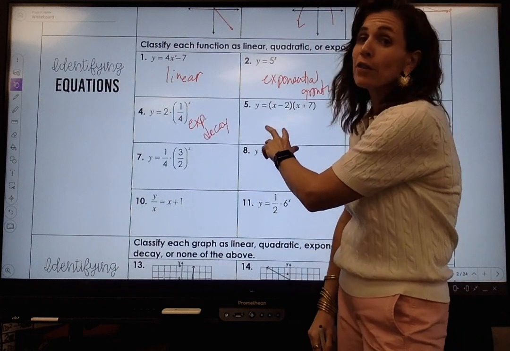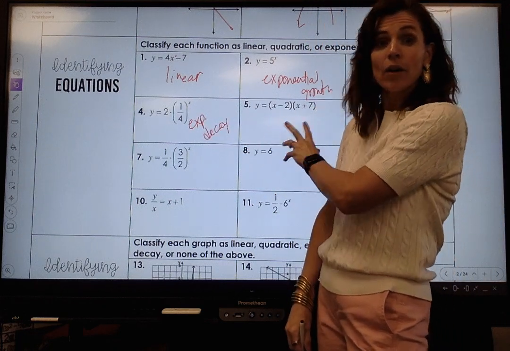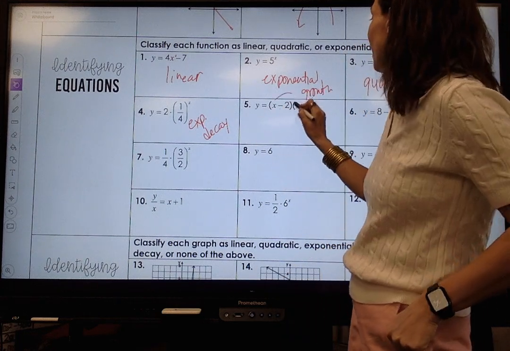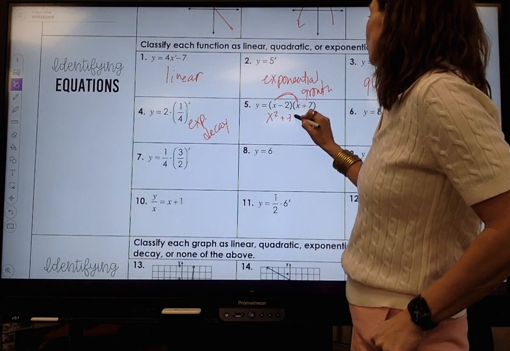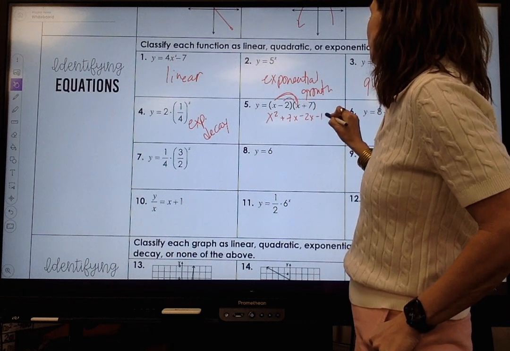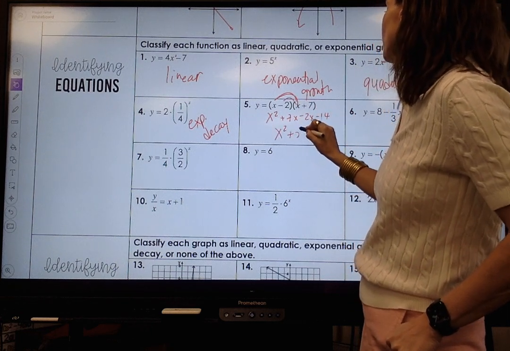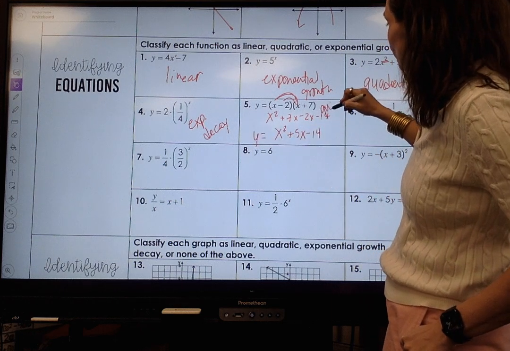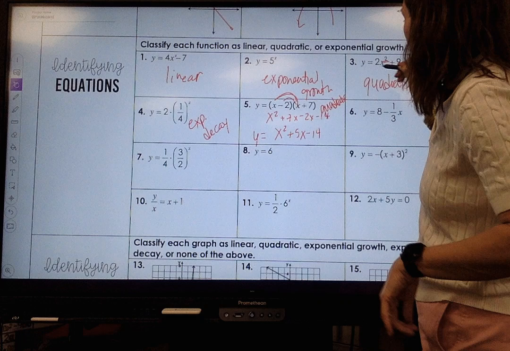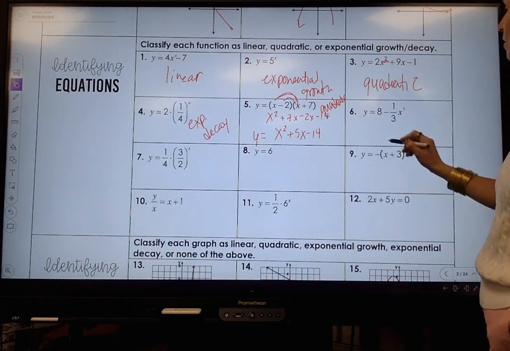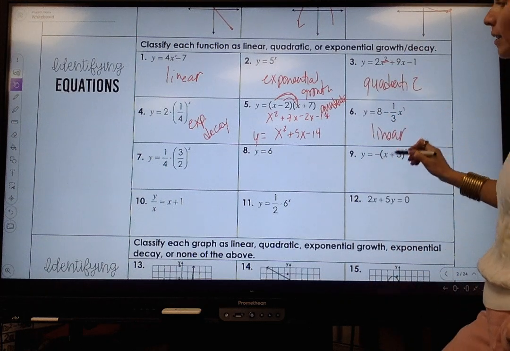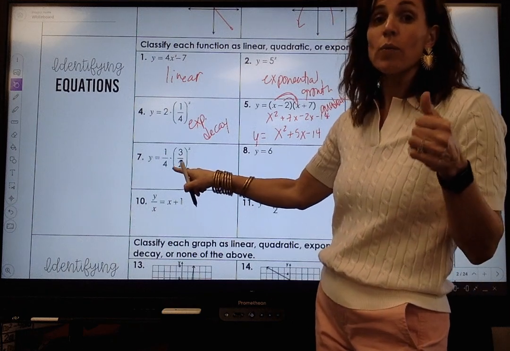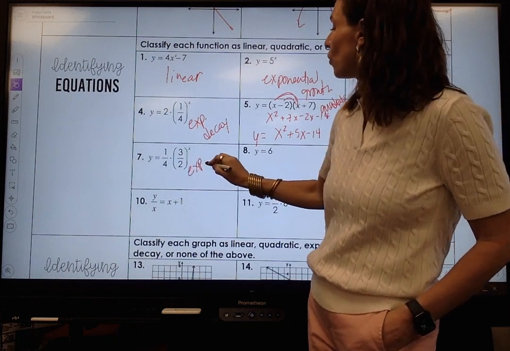Now, this is in factored form, so it looks kind of like, oh, it's linear because I have x to the first degree. But remember, when you multiply these out and you FOIL it, or double distribution, it becomes x squared plus 5x minus 14, and this creates a quadratic. So that is a quadratic equation. Number 6 is linear because x is to the first degree. Over here, this is 3 over 2, which is greater than 1, 1 and 1/2. So this is exponential growth.